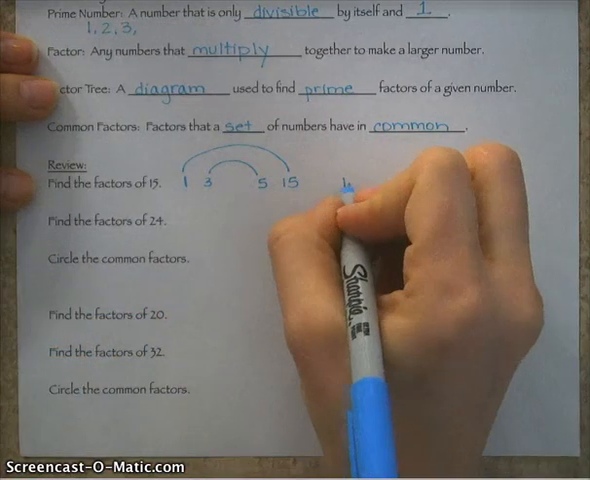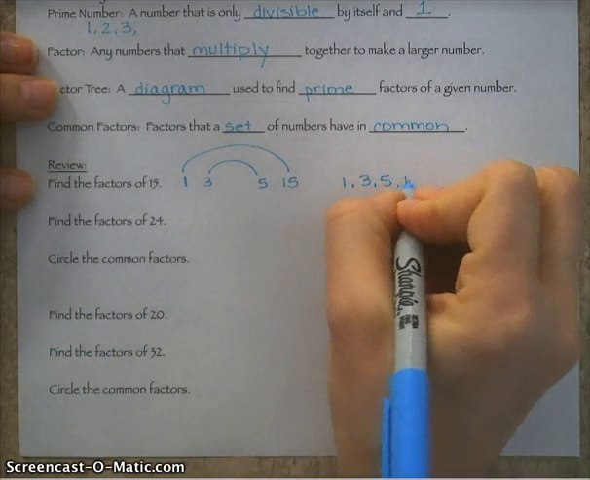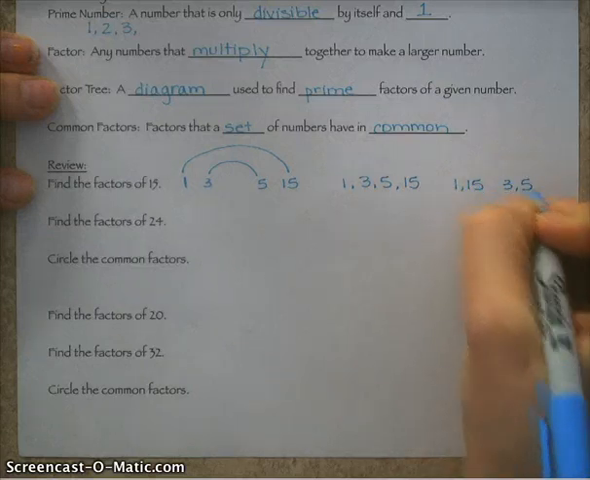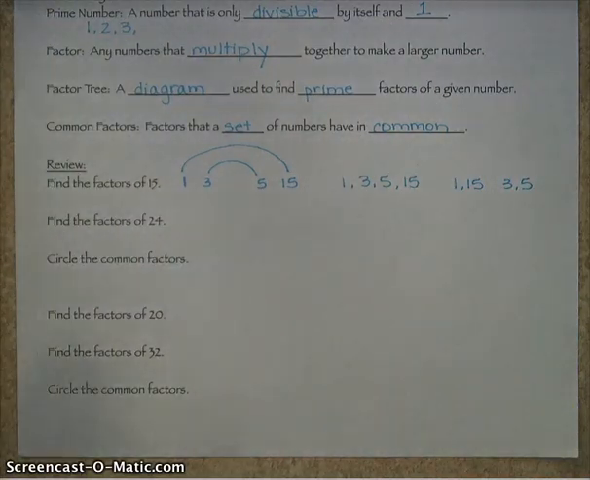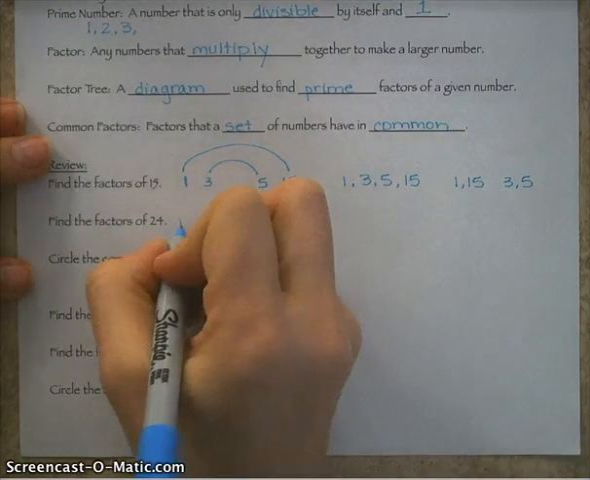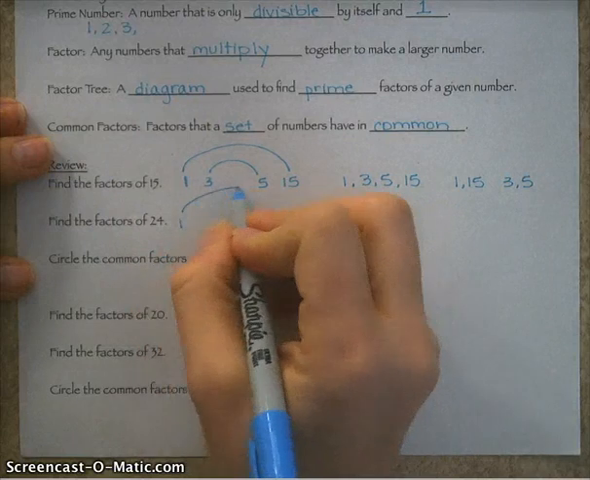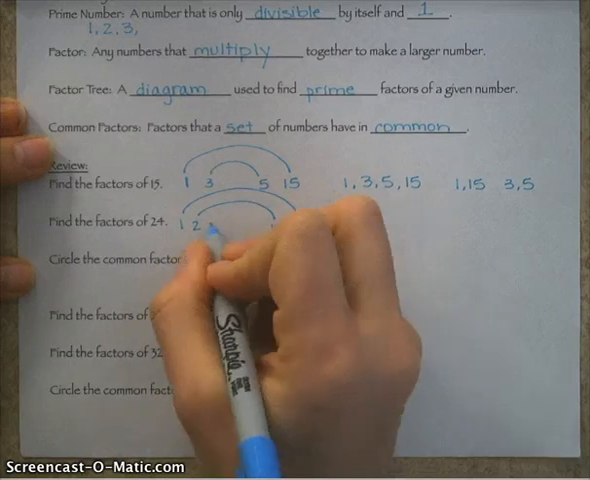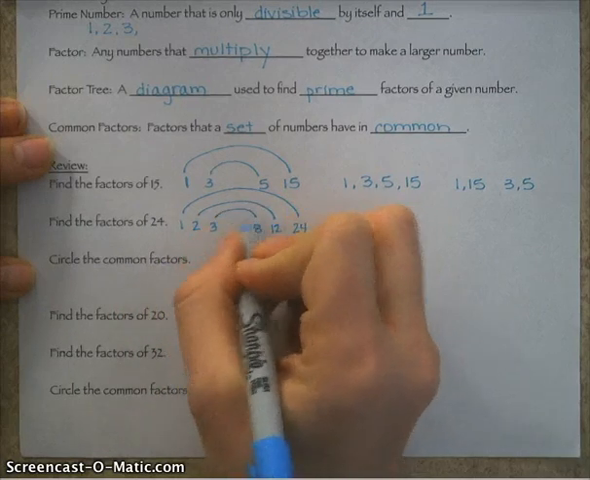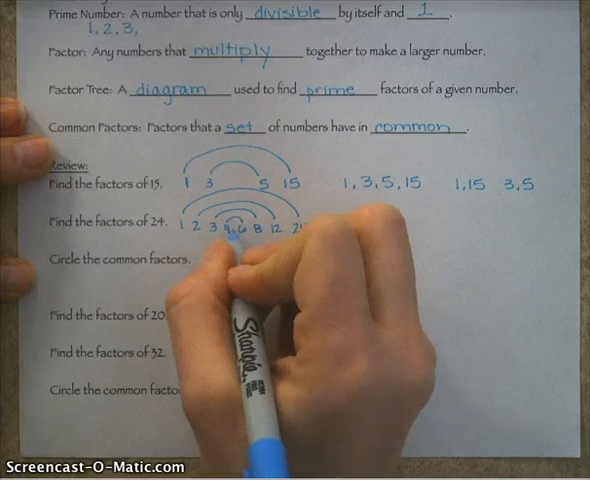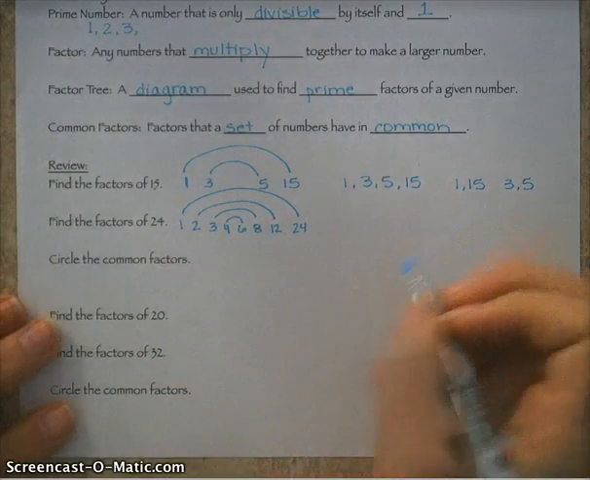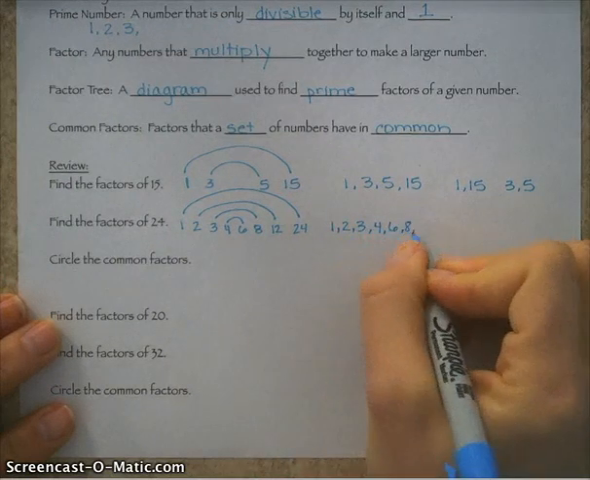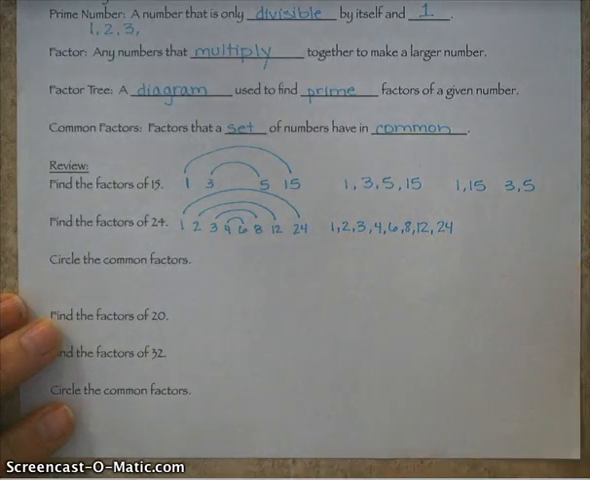Now you could also write it 1, 3, 5, 15, or you could write them together, 1, 15, 3, and 5. Whichever way works best for you, it doesn't matter to me as long as you got them all. Next one, find the factors of 24. So 1 and 24. Let's see, 2 times 12 gets me to 24. 3 times 8. 4 times 6. And now the only one in between those is 5, and 5 times nothing gets me to 24. So again, you could write these out this way if you'd prefer. Write them out in pairs. Either way, it doesn't matter.